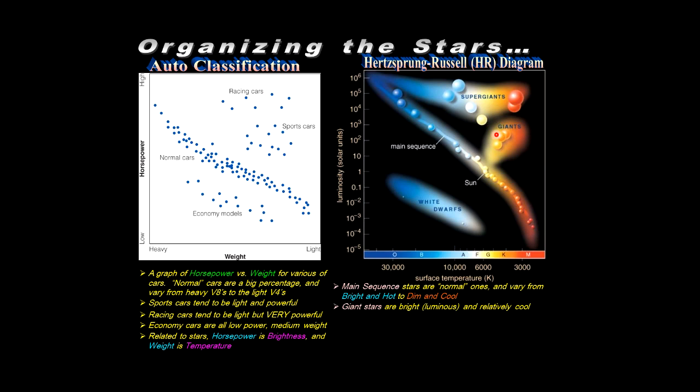Giant stars, here they are. They're in a little separate category. Well, giant, they're more luminous. And they tend to be not so hot. They tend to be on the cooler side and fairly luminous.